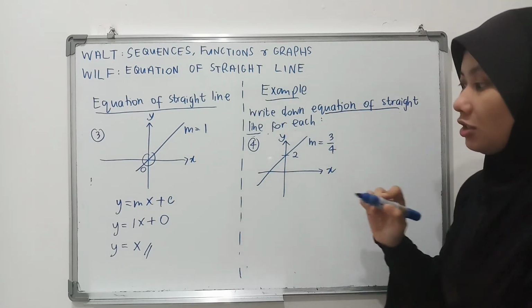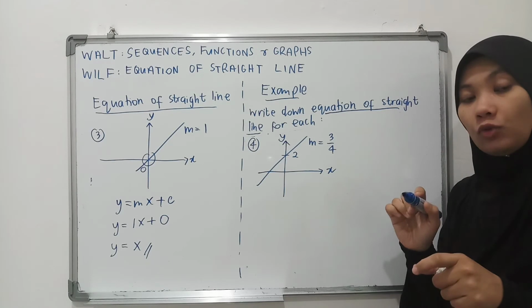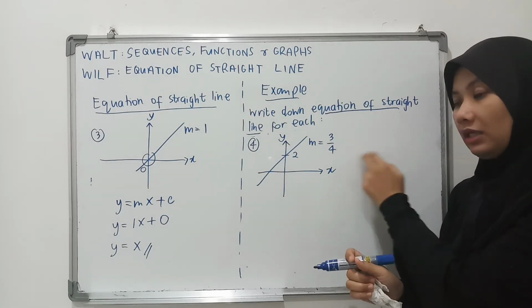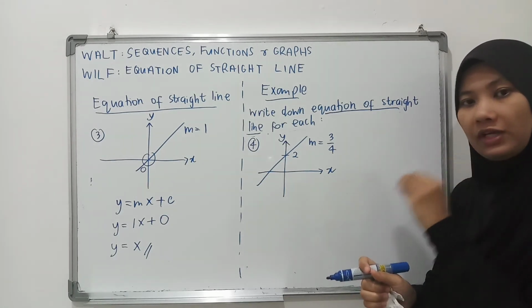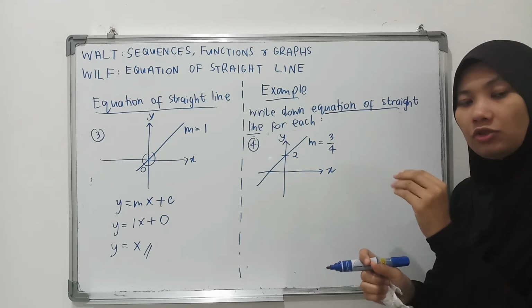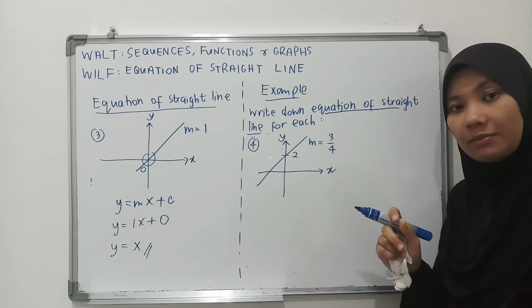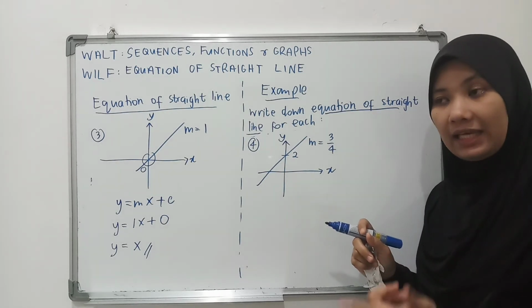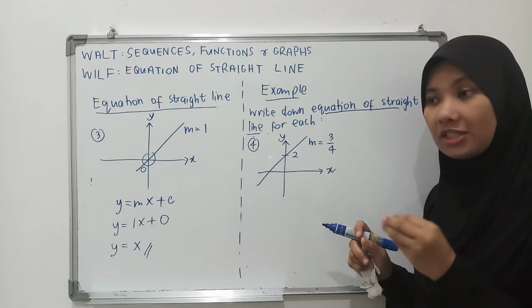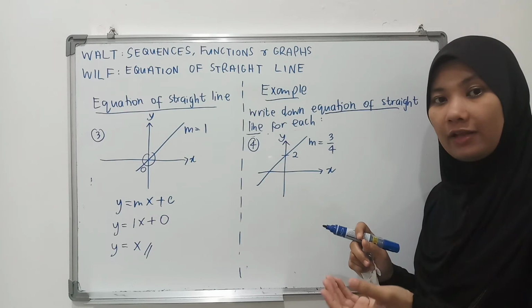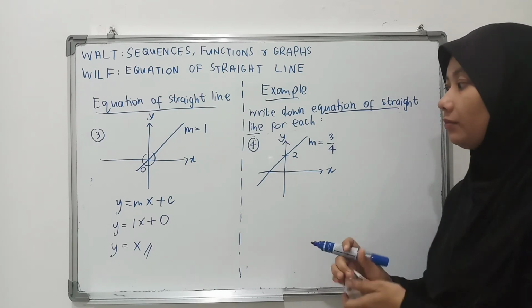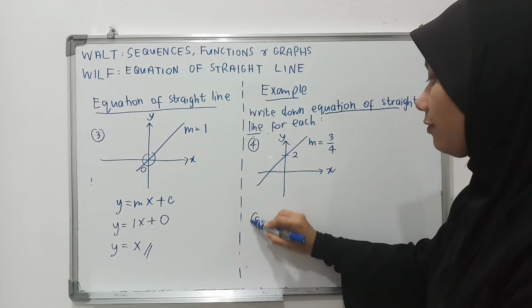Okay, so if your gradient happens to be in fraction form, it's okay. Just put the fraction in your m position. M can be in fraction form, can be in decimal form, the same as c. It can be in any number form, as long as it represents a value, then it's just fine. So you don't have to worry if you get a fraction.